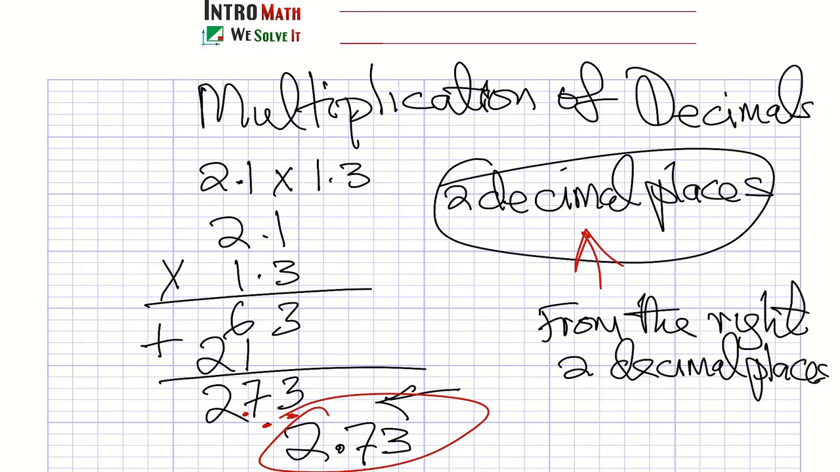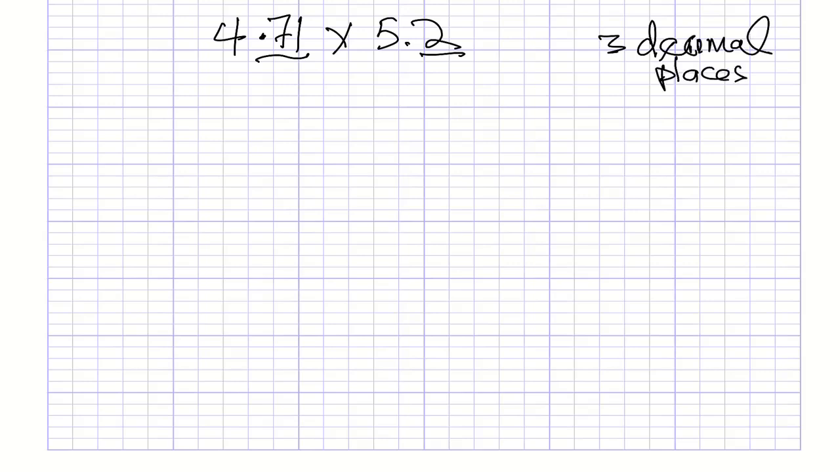So we'll continue. We'll do another problem. Like I said, if you pay attention to this, you won't have any problem. Okay, so let's do another one. 4.71, right, times 5.2. Again, you proceed as before. You eyeball the decimal places. There are 2 decimal places here, 1 here. You add these to get 3 decimal places. Just remember that, 3 decimal places.